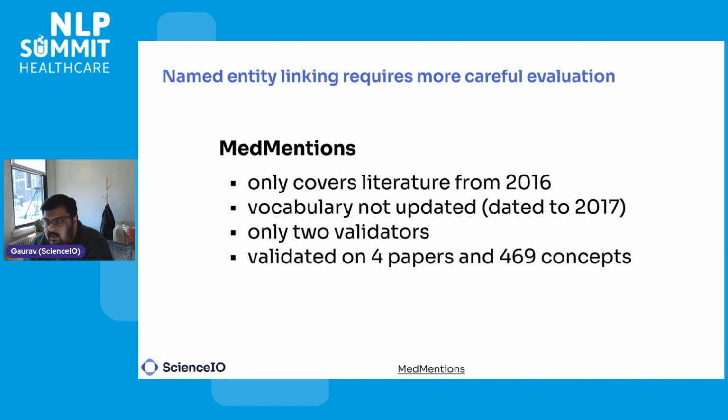One of the most popular test sets for entity linking is the MedMentions dataset from the Chan Zuckerberg Institute. The authors used a 2017 version of the UMLS to annotate PubMed papers. That dataset has not been updated in terms of its vocabulary. They used 2 validators to actually perform validation on the test set. And the scope of that validation was 4 PubMed papers, limited to, I believe, 469 of UMLS entities or concepts.